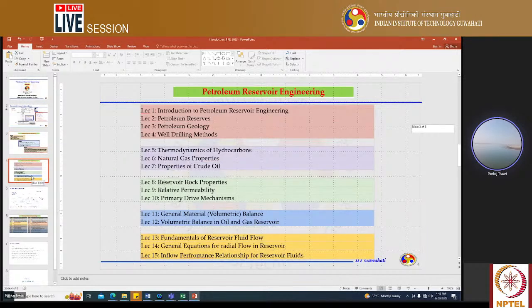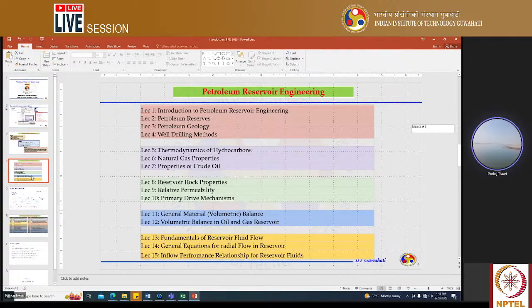So in week 1, we had the lengthy 4 lectures. We started with the introduction of reservoir engineering, discussed the petroleum reserves, and then the geology, which is very important to identify or assess the reservoir capacity, and then discussed briefly the well drilling method. All this I covered in week 1 itself. Week 2 included lectures 5 to 7: thermodynamics of the hydrocarbon, followed by the natural gas properties and the properties of the crude oil.